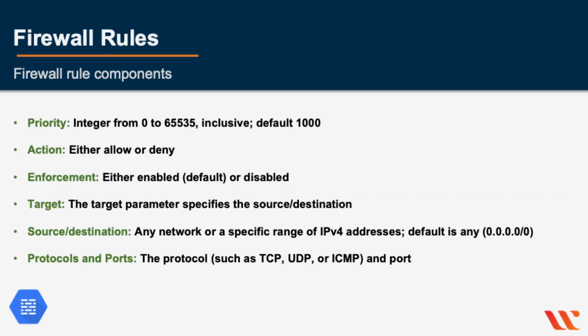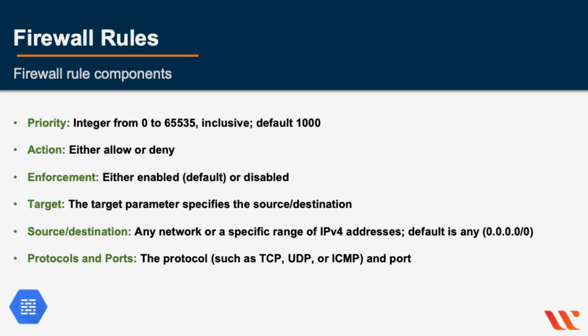When you're creating a firewall rule, there are some components. There's a priority, action, enforcement, target, source destination, and the protocols and ports. The priority is an integer from 0 to 65535. The default priority is 1000. The action is allow or deny. Remember, you can't have both. The enforcement is whether you want to enable the rule or not.